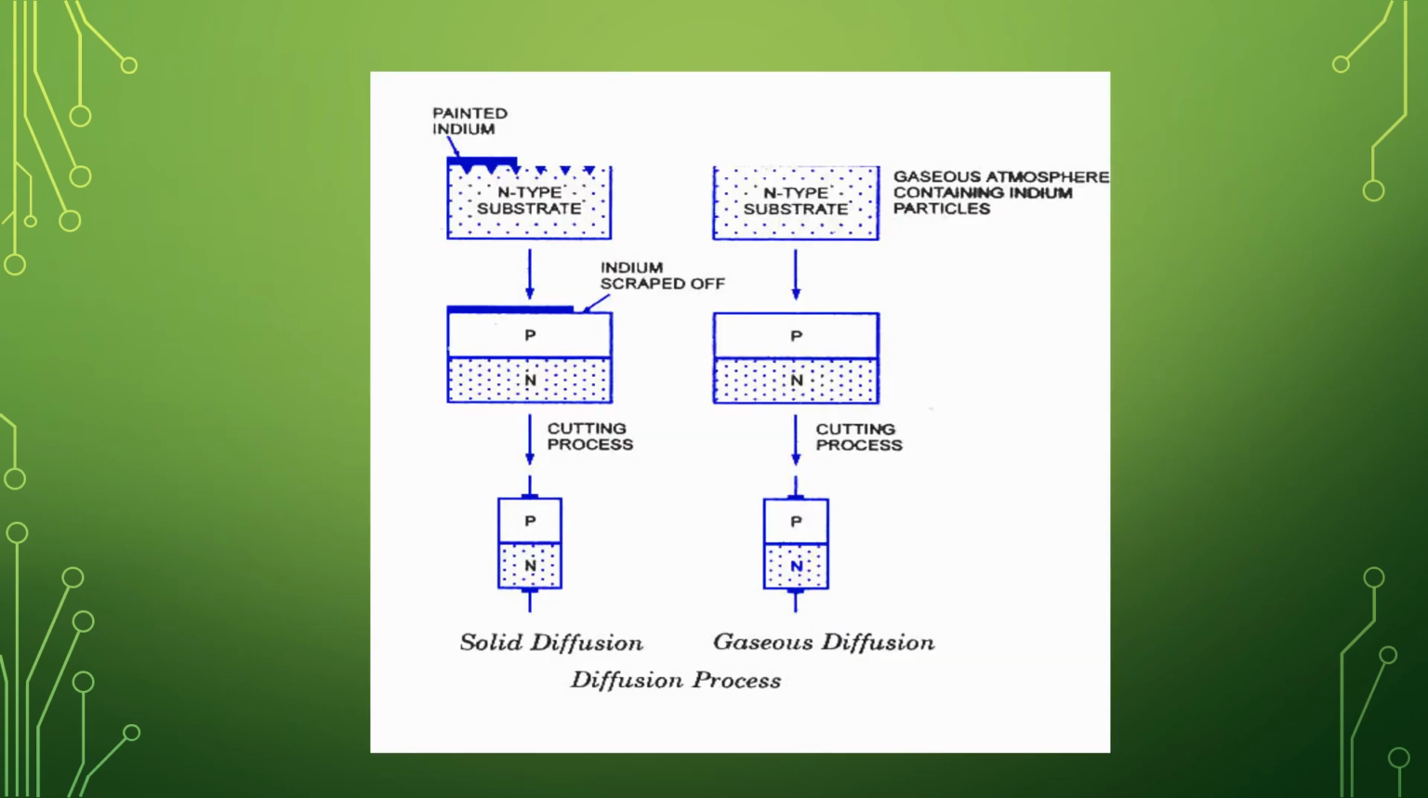If you look at the figure of solid diffusion and gaseous diffusion, here comes the painted indium on the n-type substrate and indium scraped off. The cutting process is done like this. In gaseous diffusion, gaseous atmosphere containing indium particles surrounds the n-type substrate and the cutting process is done like this, which is same as solid diffusion.